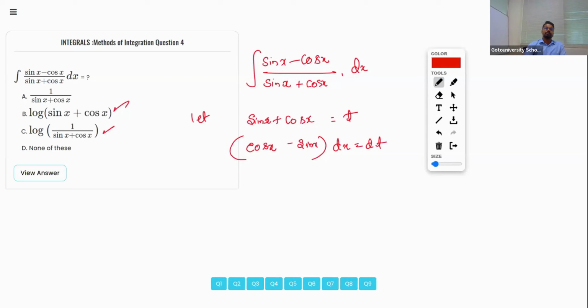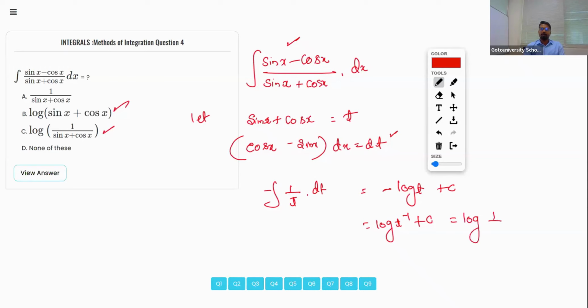But what we have in the numerator is sin x minus cos x. That means the numerator is minus of dt. Okay, the denominator is now t. It is minus 1 by t dt. So let's keep the minus as it is. So it is log t plus c. So it is logarithm of t power minus 1 plus c, which is simply logarithm of 1 by t plus c, because a power minus 1 means what? 1 by a. Yes. So finally, we are going to replace the t by what we assumed.